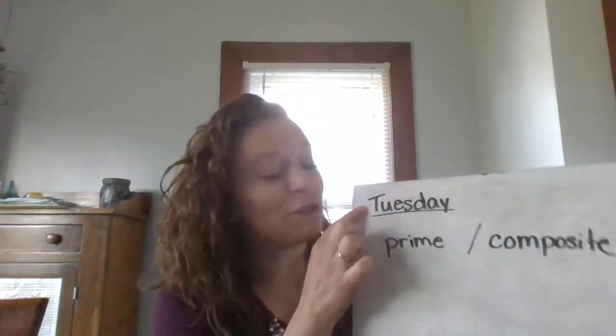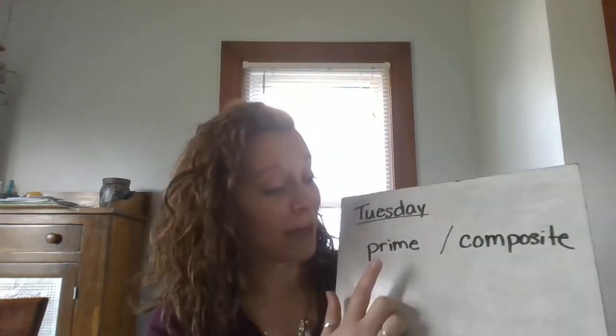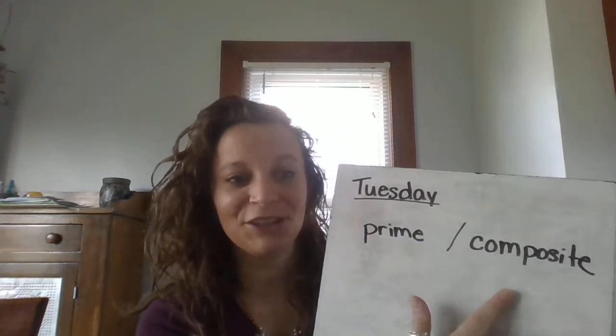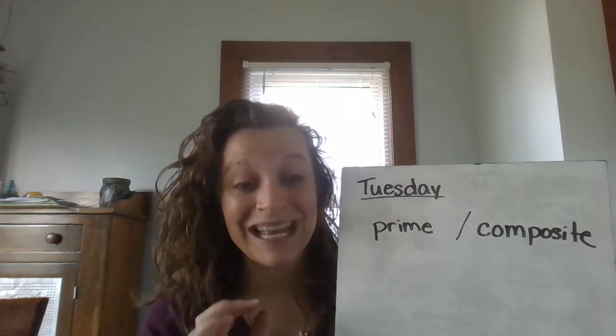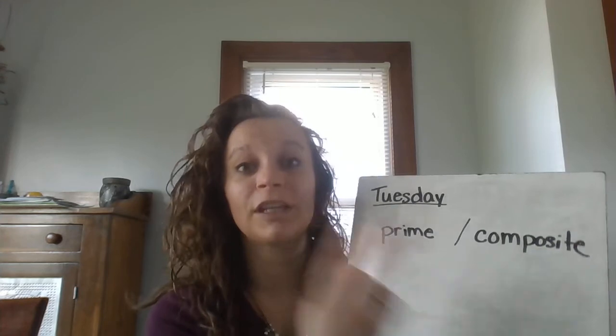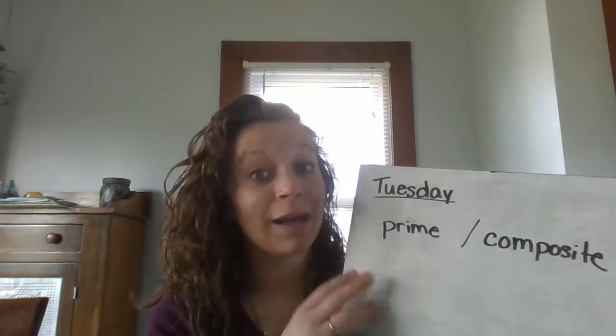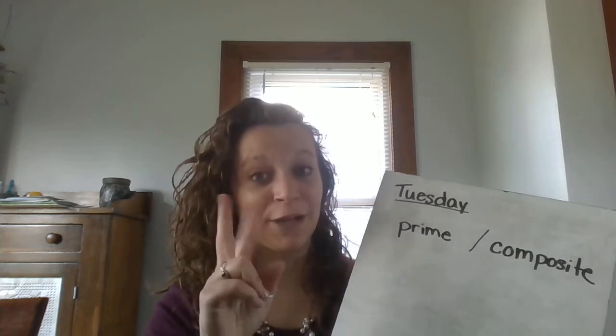So the first question says, select the word that completes the following sentence. We've got to choose between prime and composite. It says, a blank number, prime or composite, has exactly only 2 factors, 1 and itself. We just talked about that. What type of number has only 2 factors, 1 and itself?